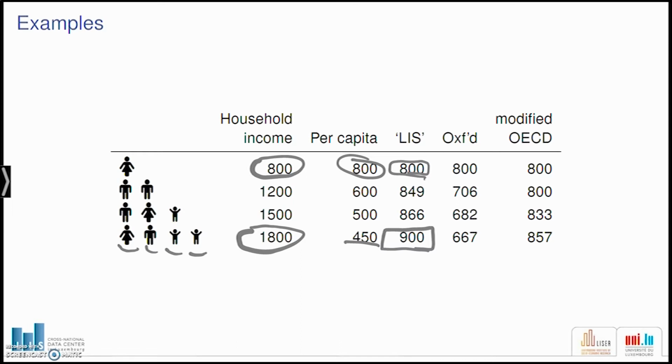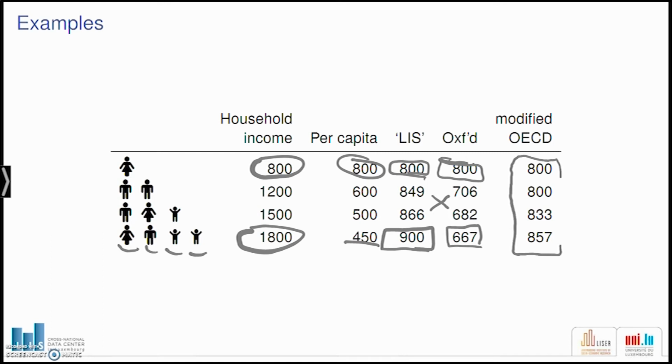Had we applied the Oxford scale, well, we would have an entirely different ranking. Now in the Oxford scale, the person living alone would be the best off, and the family of 4 would be the worst off. We would also have a change in the ranking of the 2 middle cases.